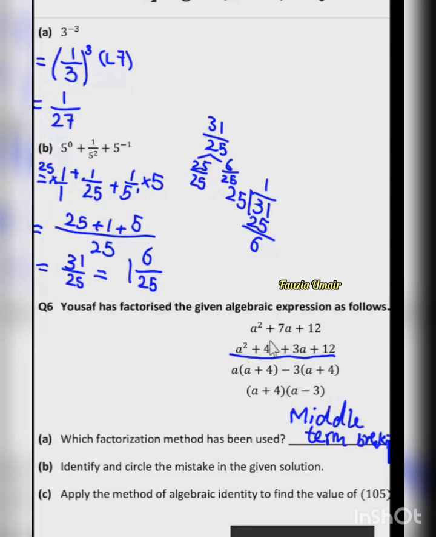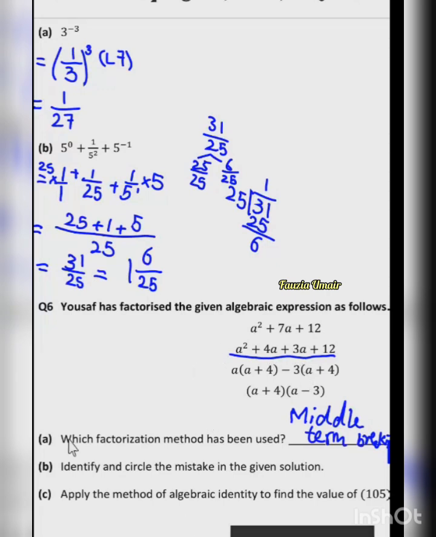Yusuf is splitting 7a into two parts, 4a plus 3a. So 4a plus 3a is the correct breaking also, because 4 plus 3 is 7 and 4 into 3 is 12. So there is no mistake in this step.